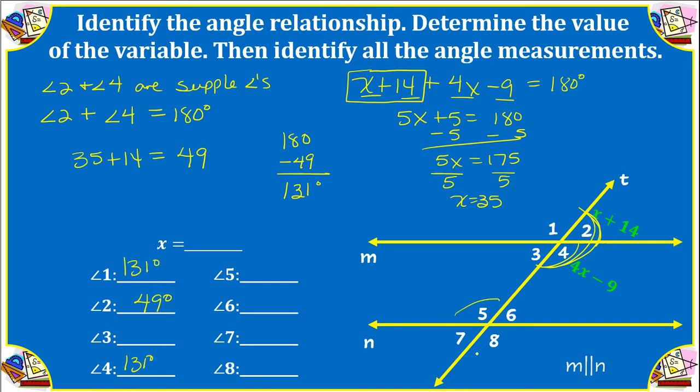Okay, so what this means is all the obtuse angles, which are 1 and 4, as well as 5 and 8, they are all congruent to each other. And then all my acute angles are all 49. And our x value was 35. So let's label it in the diagram. And then our acute one was what? 49 degrees. Don't forget your unit.